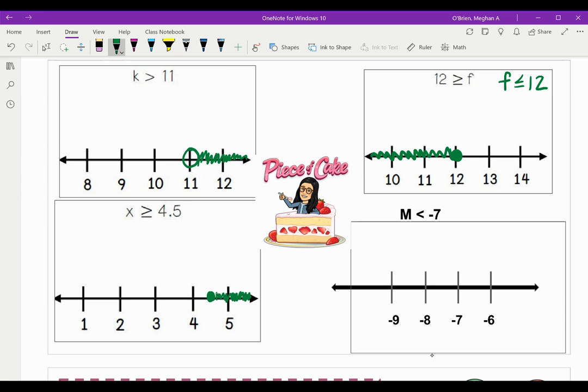And then this last one, m is less than -7. So open circle because it's just a less than symbol, and less than would be all the numbers to the left, right? They're getting smaller and smaller to the left. And that's how we graph the solutions to inequalities.